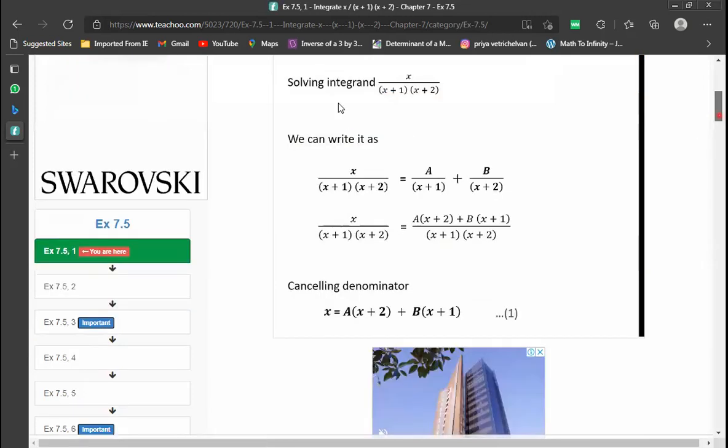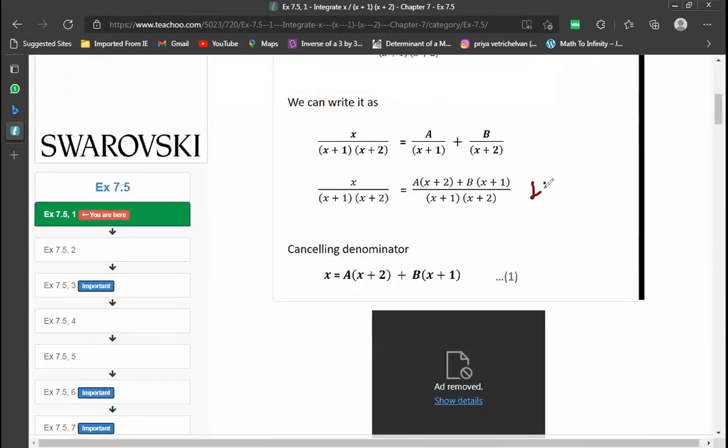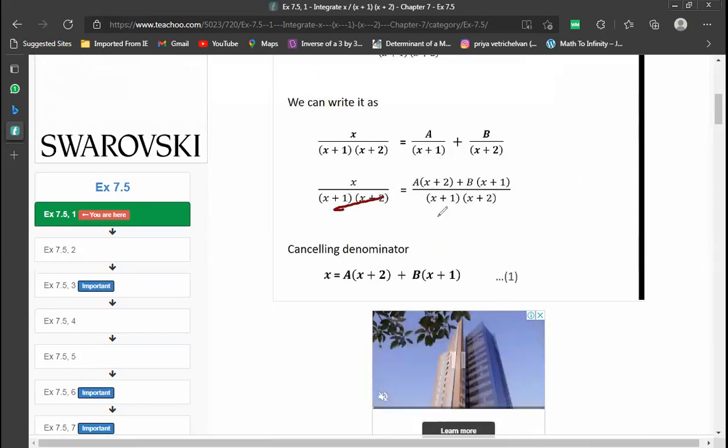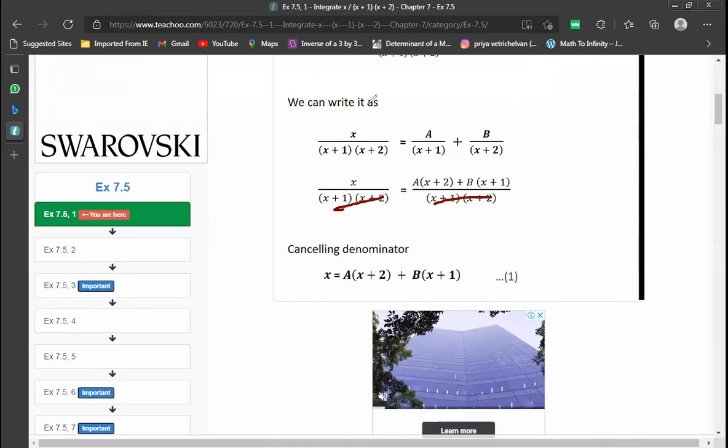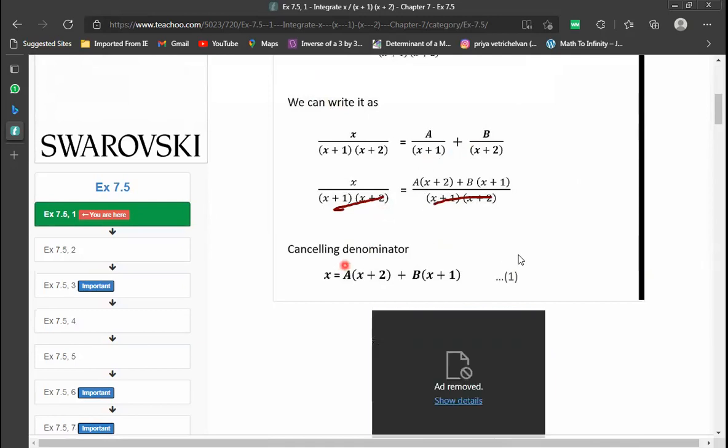And the next step is taking LCM. So multiply both the denominators and do the cross multiplication with the numerators. The next thing is you have to equate the question to this result of LCM. You will be cancelling the denominators now. So we will be left with the numerators alone, which is x equal to a into x plus 2 plus b into x plus 1.